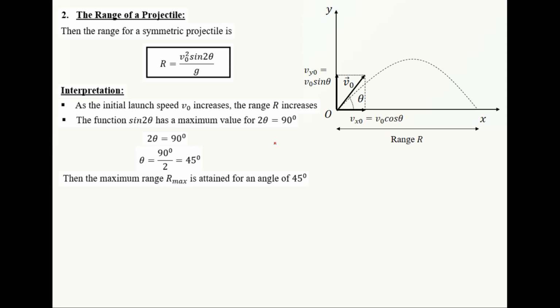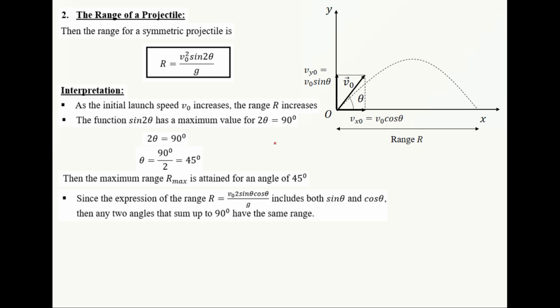Then the range can increase in two ways, either by increasing your initial velocity and or launching your projectile at a specific angle of 45 degrees, which is a mid angle between 0 and 90 degrees.